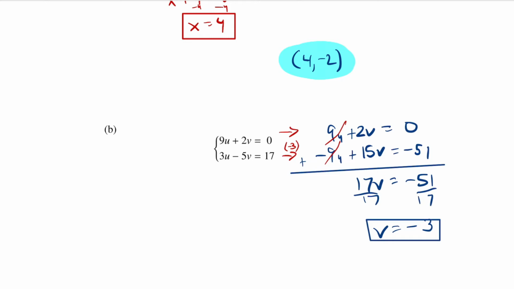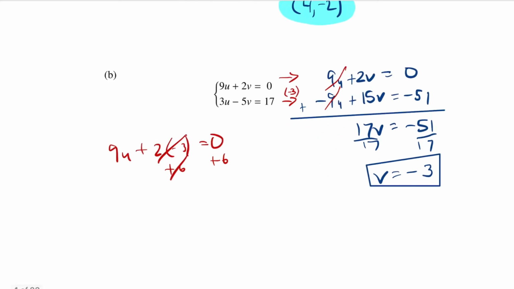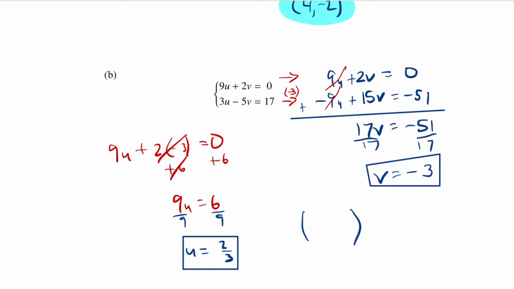Okay, so now we go back and we choose either one of those top equations. I'll go with the top one. So we got 9u plus 2 times v, which is -3, equals 0. Add 6 to both sides. We got 9u equals 6. Divide by 9 and simplify that fraction. You get 2/3. So our final answer is going to be in the form of u comma v.